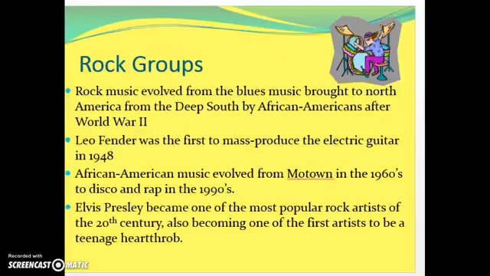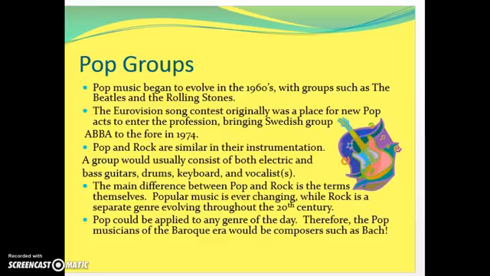And then we have rock groups. Rock music evolved from the deep blues music brought to the North from the Deep South by African Americans after World War II. Leo Fender was the first to mass produce the electric guitar in 1948. African American music evolved from Motown in the 1960s to disco and rap in the 1990s. Elvis Presley, who we also studied in here, became one of the most popular rock artists of the 20th century, also becoming one of the first artists to be a teenage heartthrob.